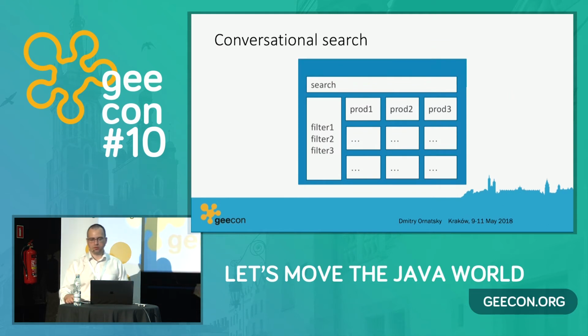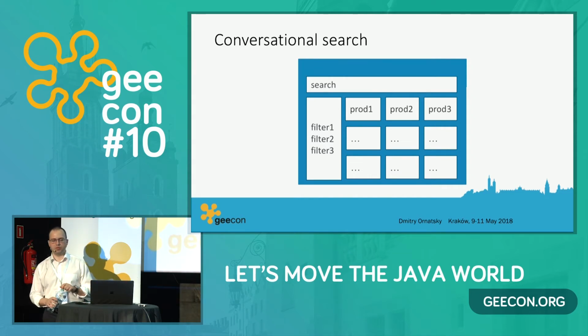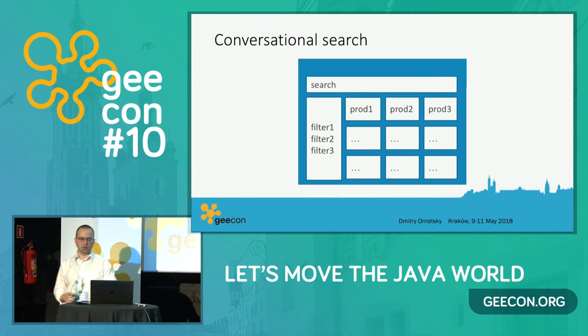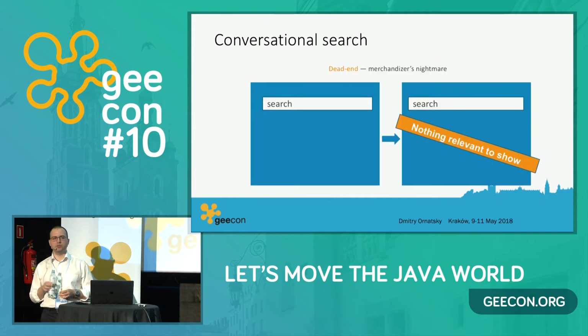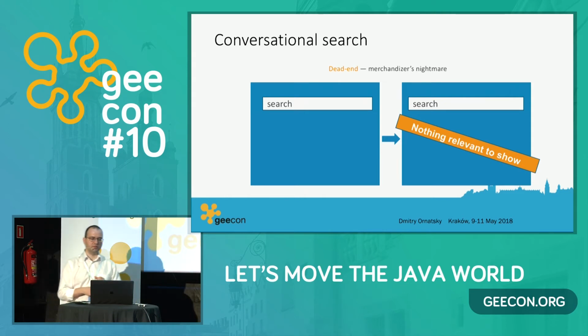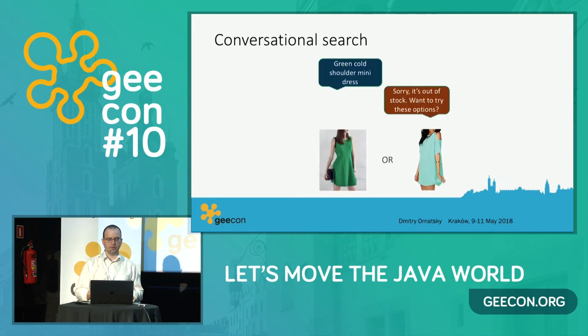So let's talk about conversational search for a while. This is the kind of UI you're presented with on your run-of-the-mill e-commerce website. And what often happens is that you get this. Maybe your query is too narrow, maybe the search doesn't work that well, maybe they're out of stock. And this is every merchandiser's nightmare, because there's no way you convert this kind of search to a purchase. This is their main KPI.